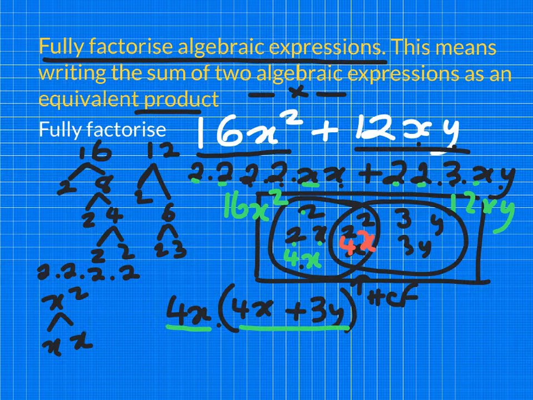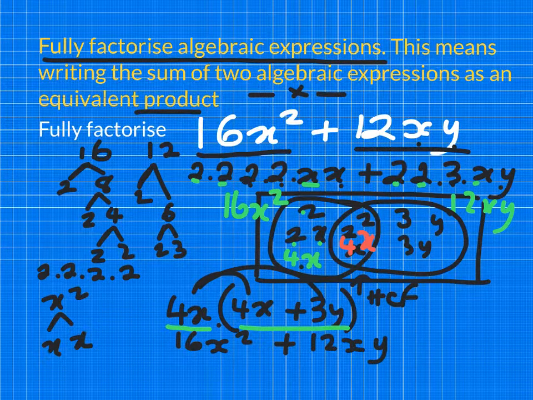If you want to just check that it actually is correct, we can expand it or multiply it out. 4x multiplied by 4x gives us 16x squared, plus 4x multiplied by 3y gives us 12xy. So that's just a check, but actually this is your final answer that you were looking for.